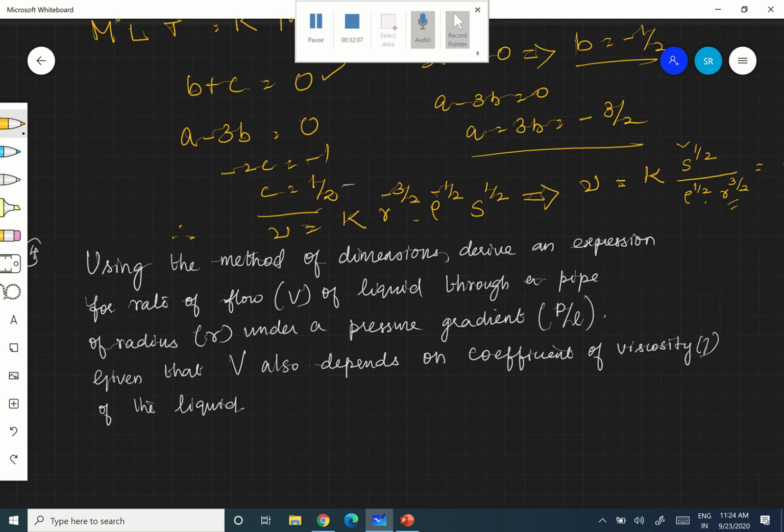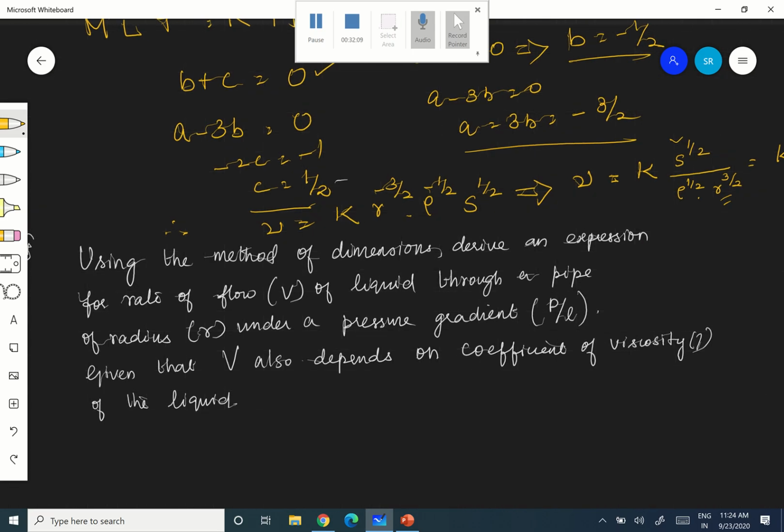Okay, right, next one, very simple. You see, this one is, using the method of dimension, derive the expression for the rate of flow of the liquid.